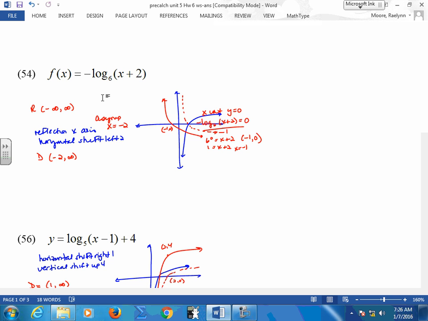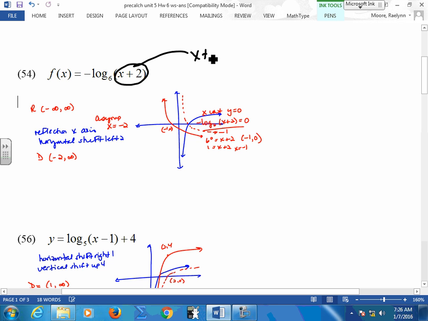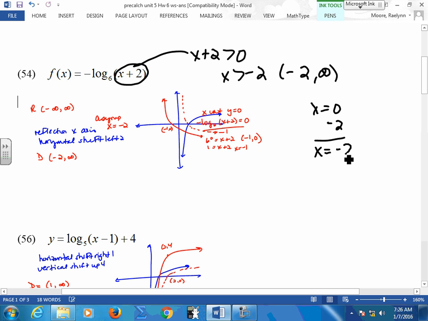You could start with your domain 0 to infinity and say minus 2. You could take this and use your algebraic representation. You know it has to be greater than 0, so x has to be greater than -2. Take your asymptote and subtract 2. And find your x-intercept as well, algebraically.